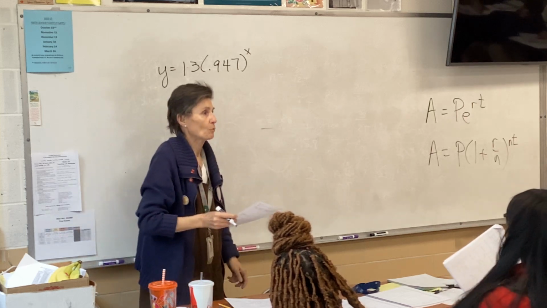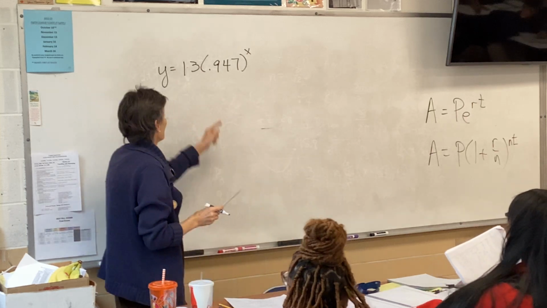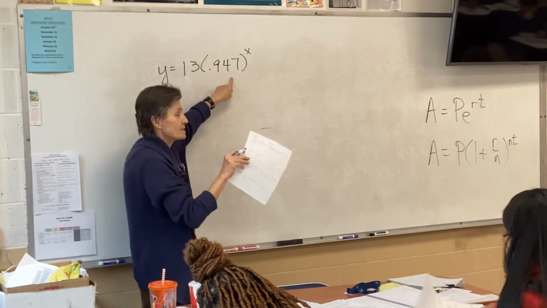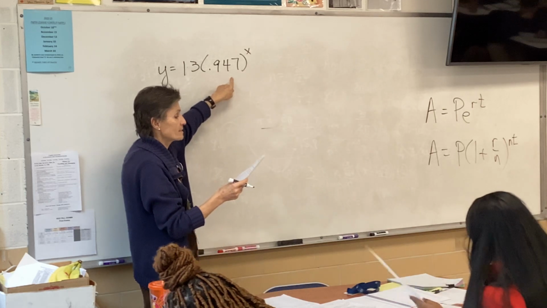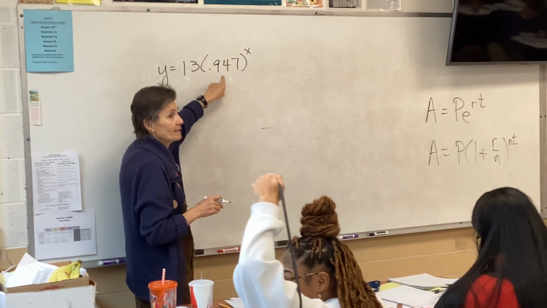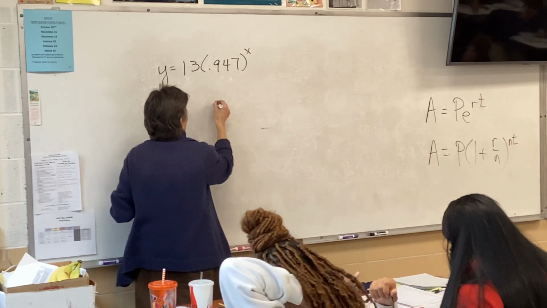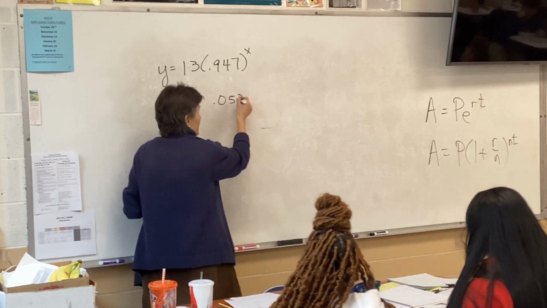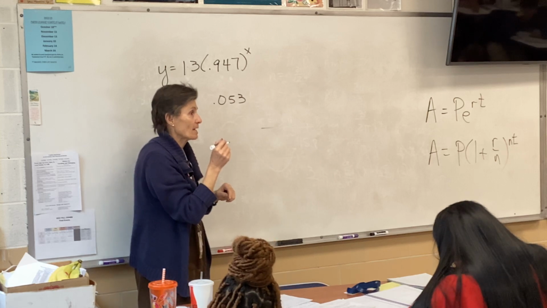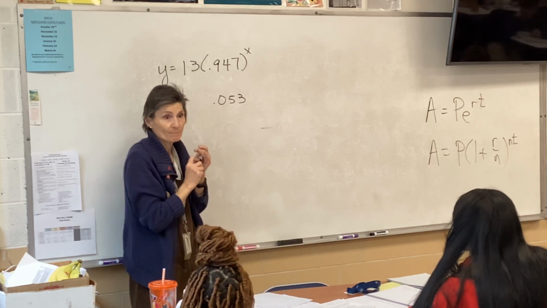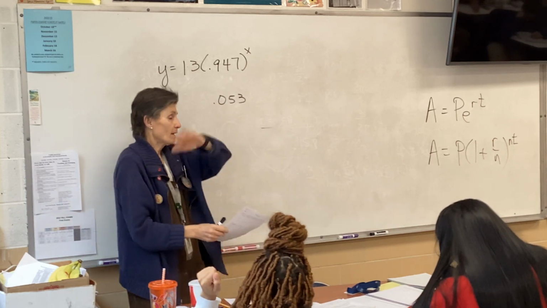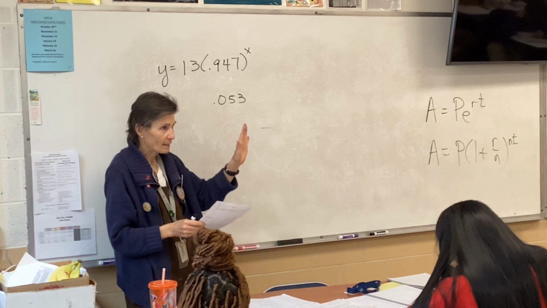Number 5, is this growth or decay? How do we know it's decay? This number's less than 1. So first question is, it's decay. Then it says, what is the percent growth or decay? How much less than 1 is this number? 0.053. So what is that percent? Not 53%, 5.3%, right? So this is 5.3% decay. Everybody got it? That's an easy one. That's not bad.